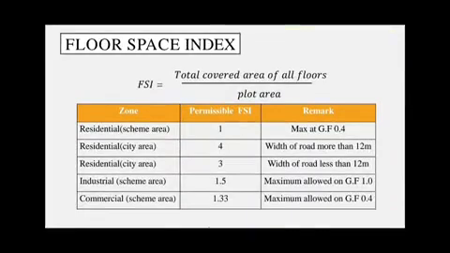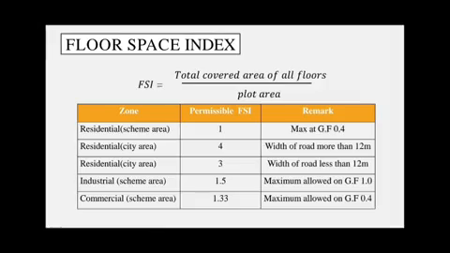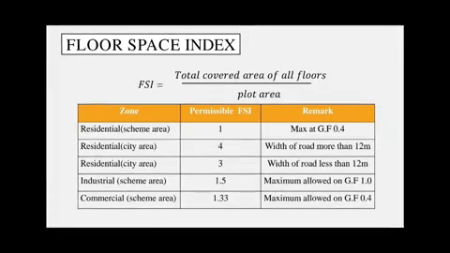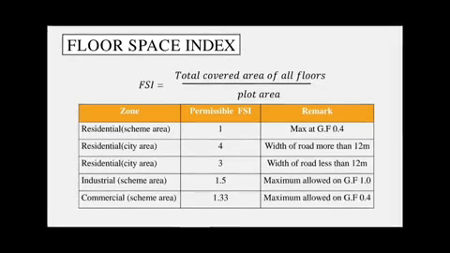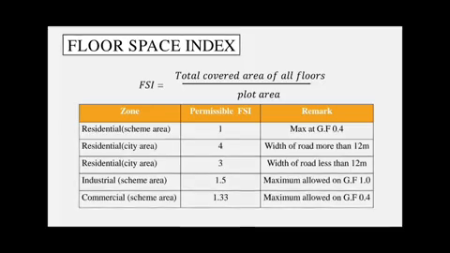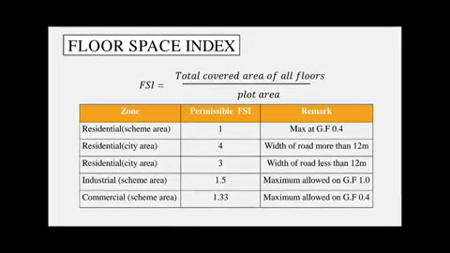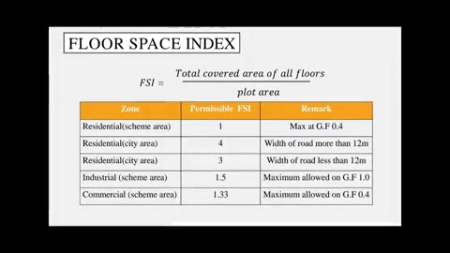So next one is the floor space index, or it can be called the floor area ratio. FSI is equal to the total covered area of all floors divided by the plot area. It means the total built up area divided by the plot area. It gives the permissible FSI as per the zones and as per the remarks. For the residential scheme area, the permissible FSI is 1 and the remark will be a maximum at ground floor of 0.4.